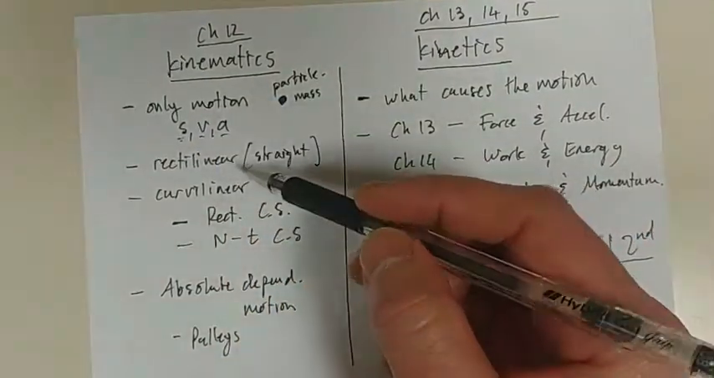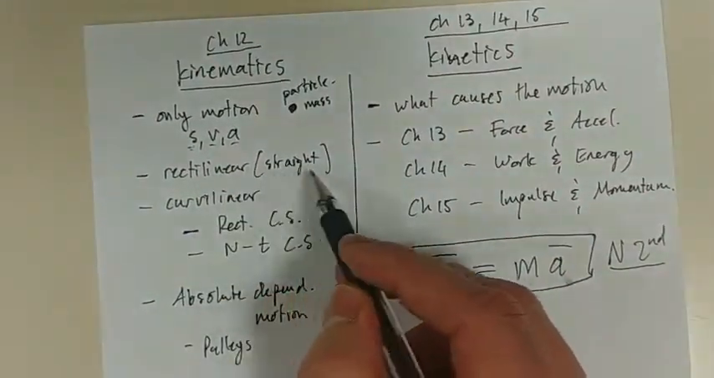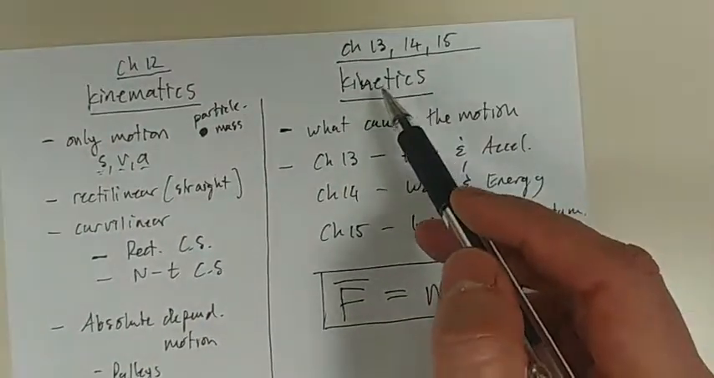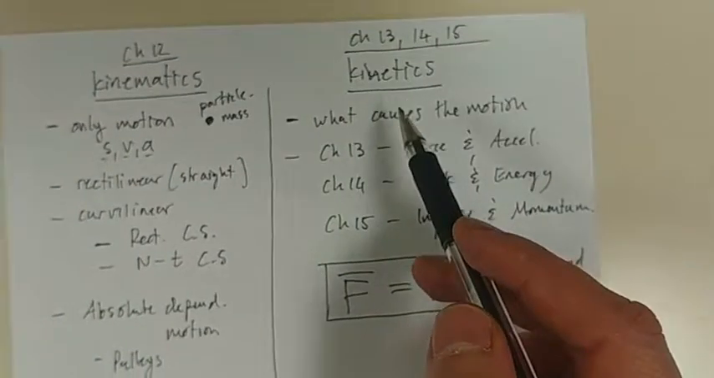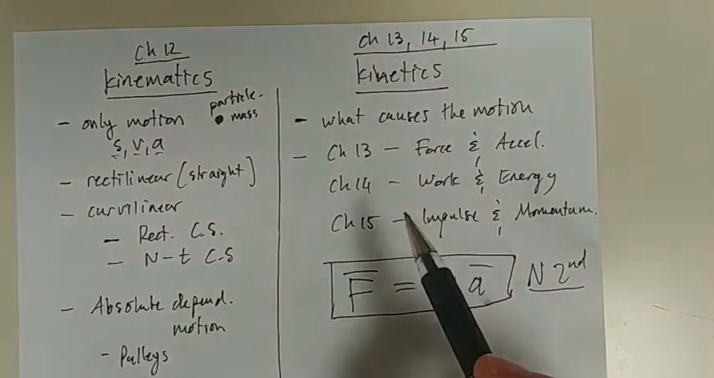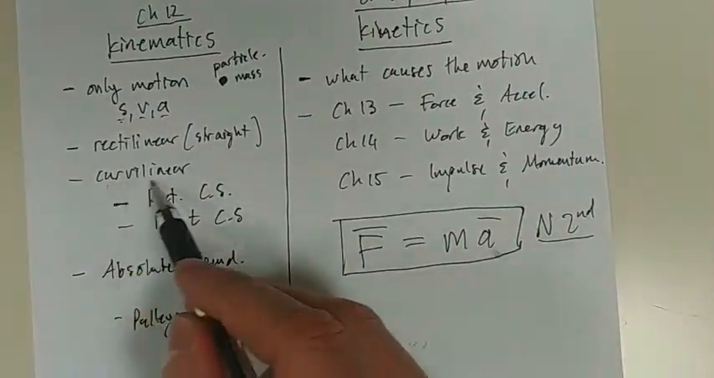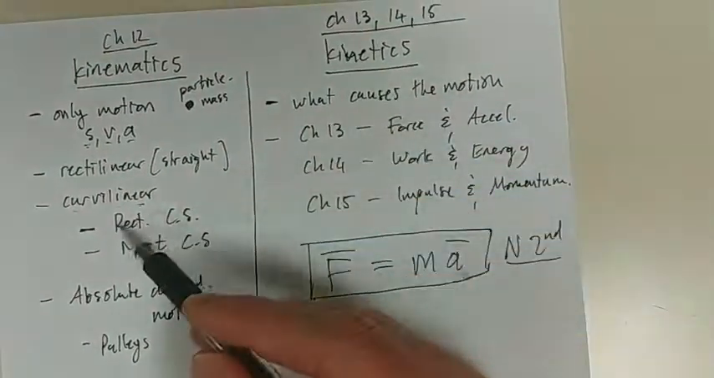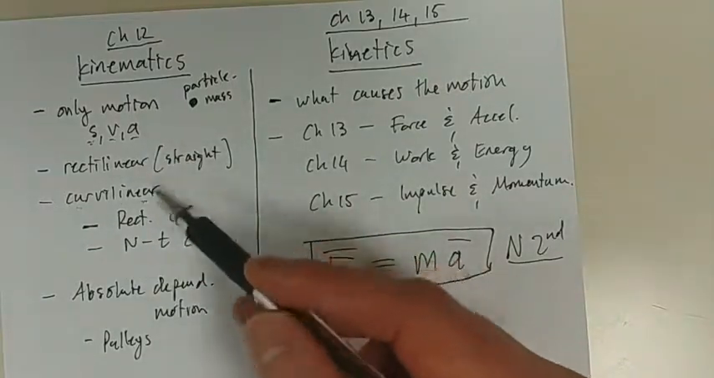And recall, we looked at two types of motion. The one was rectilinear, which was straight line motion. This is important because in chapter 13, we also look at straight line motion, but we look at it with regards to forces acting on a body that's causing straight line motion. We also, in chapter 12, we looked at curvilinear motion. Also, again, in kinetics, we're going to look at curvilinear motion, okay? So it's important that you recap this.